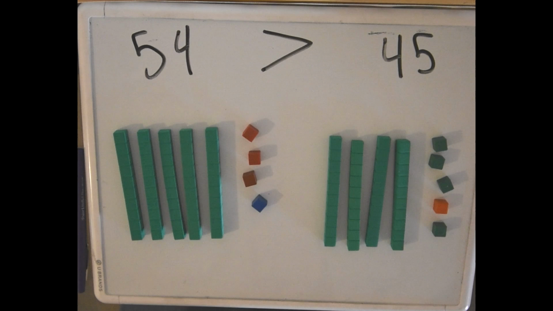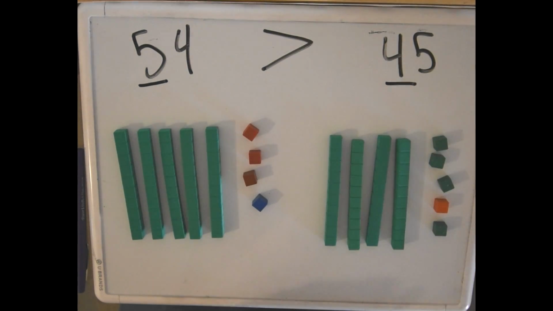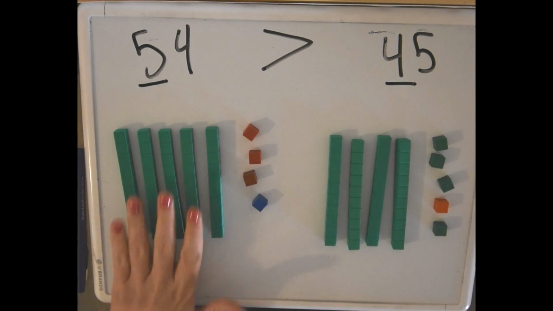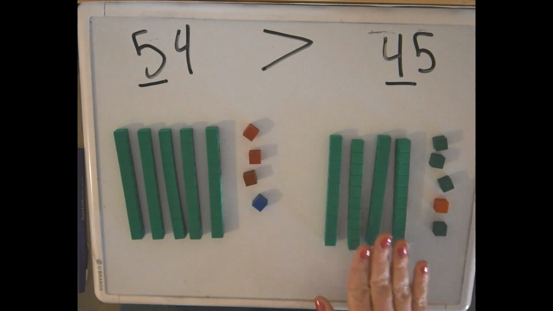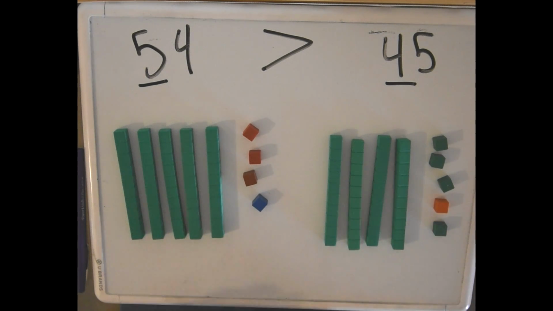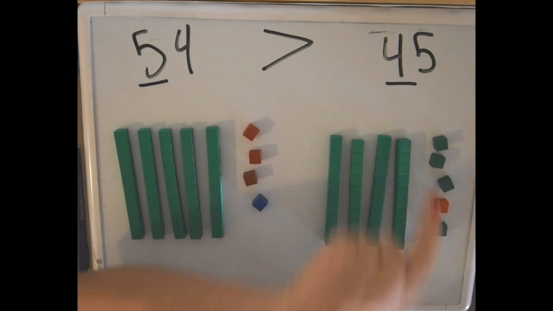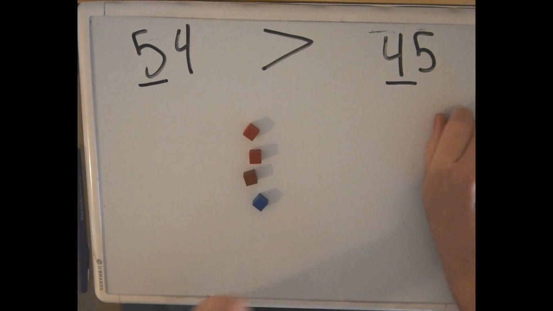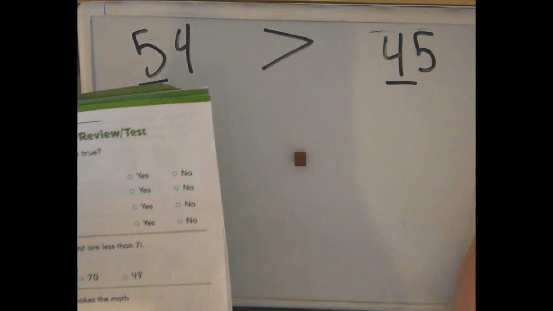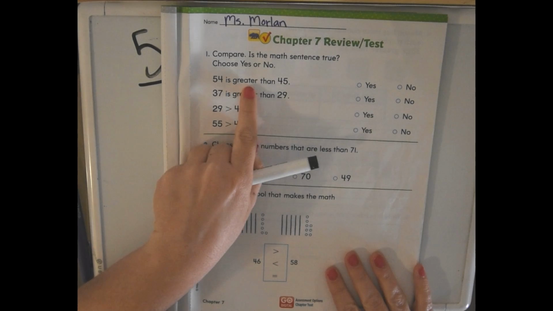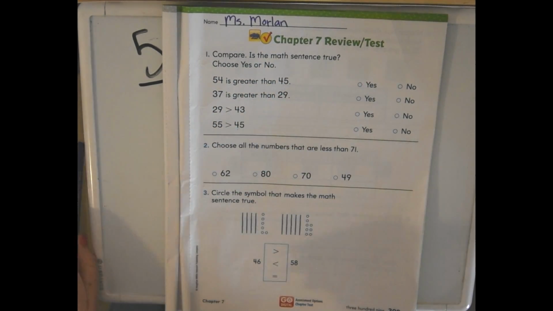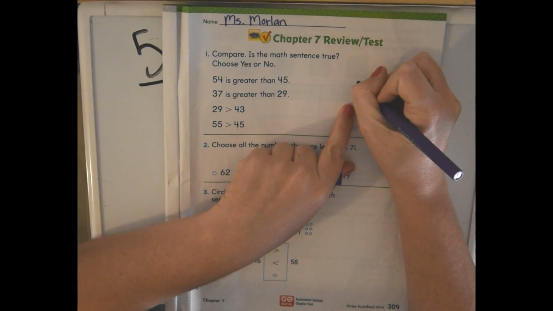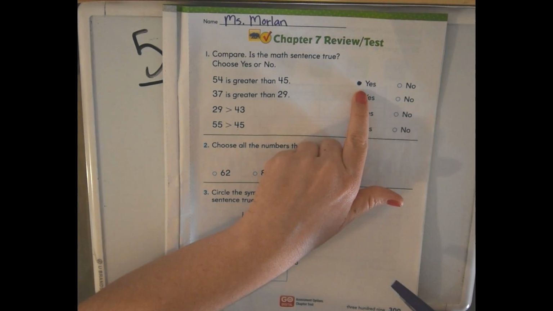What do we notice about these numbers? Well, both the tens and the ones places are different. But remember, when we compare, we look at the tens place first. So 54 has 5 tens, 45 has 4 tens. So that means 54 has more tens. It is greater than 45. So that is a true statement. 54 is greater than 45. It has more tens. So we bubble in yes.